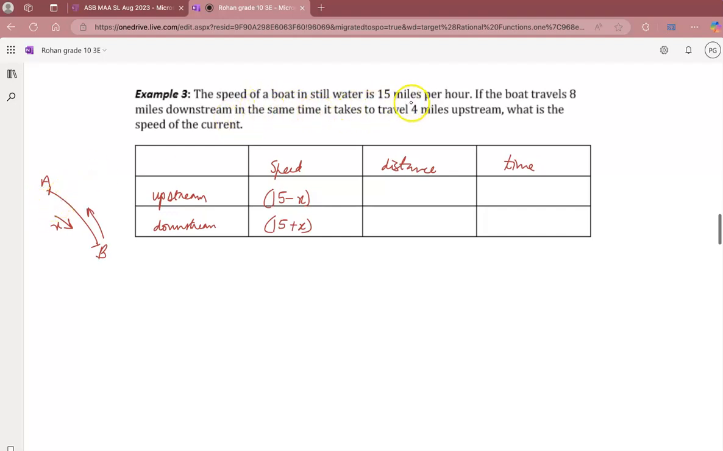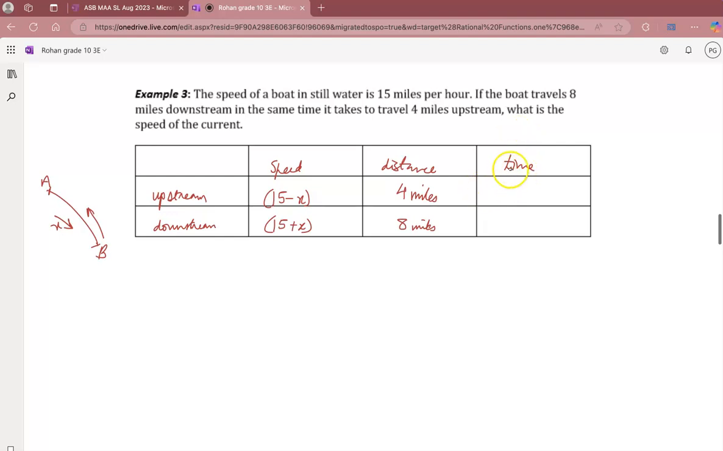The speed of a boat is 15 miles per hour. The boat travels 8 miles downstream. Oh, because it's quicker, that's how you know it's 8 miles going downstream. In the same time, it travels 4 miles upstream. Sorry, I was just confused about the 4 miles upstream.